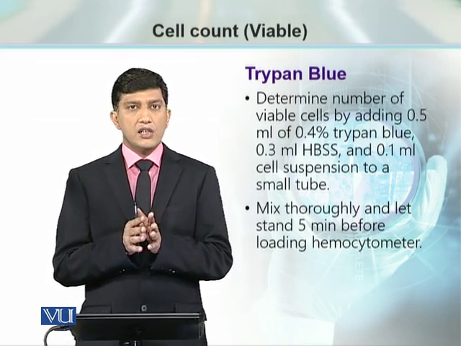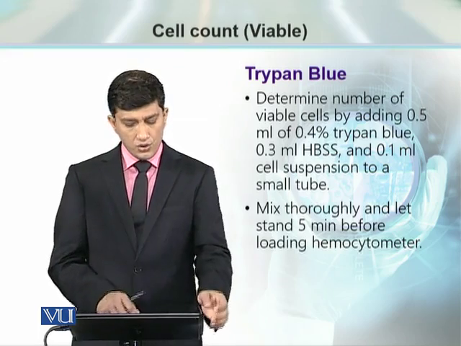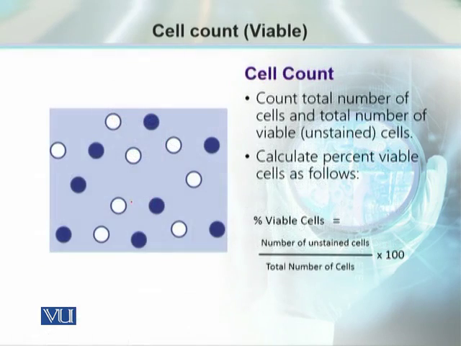The unstained cells are live cells. The blue cells are dead cells. So we have to make a count of both blue cells as well as white cells. Blue cells will give us a total number of dead cells. White cells will give us a total number of live cells.